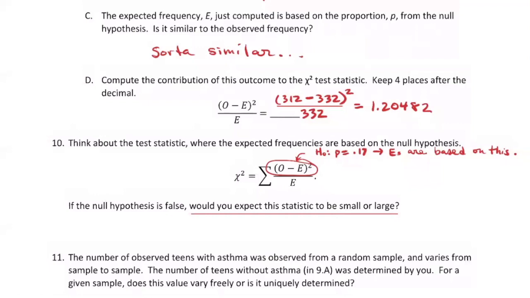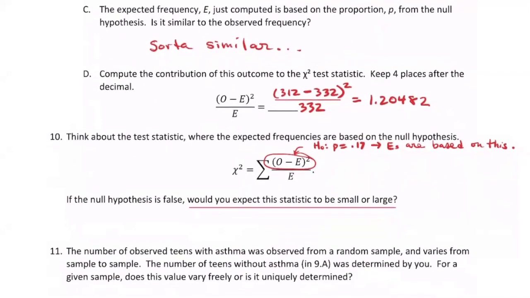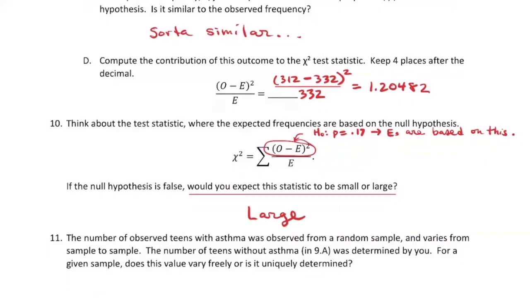If the null hypothesis is false, then the expected frequencies are going to be just wrong. They will not match up with reality. The O's and the E's should be very different, as we saw in the first case. If they're very different, when you subtract, you get a big number. That's just what it means to be different, right? You square it, it gets even bigger, and the chi-square statistic is just going to be large. I hope that makes sense.